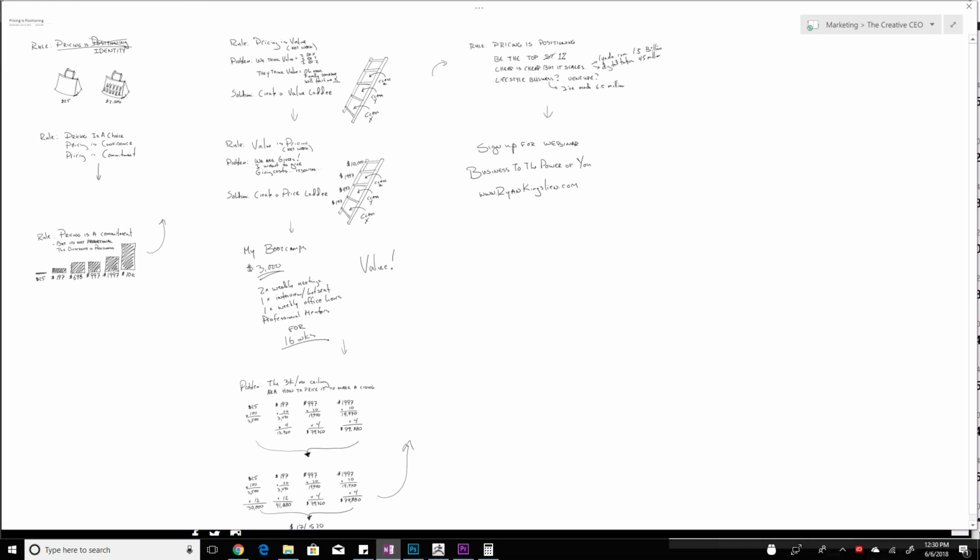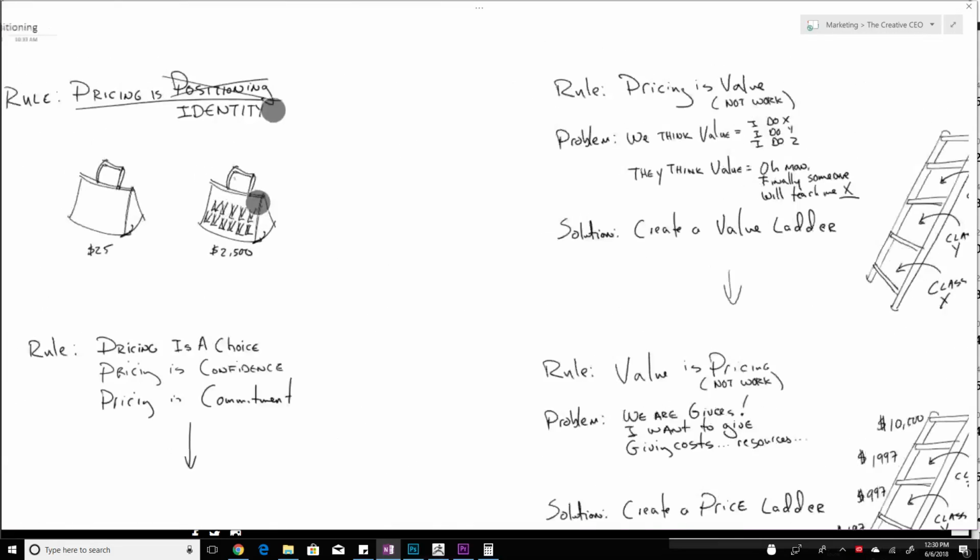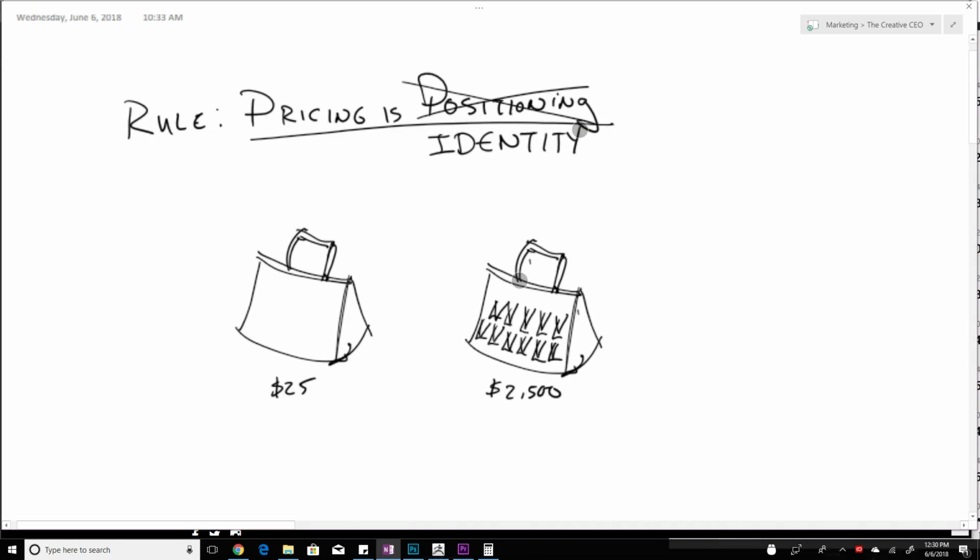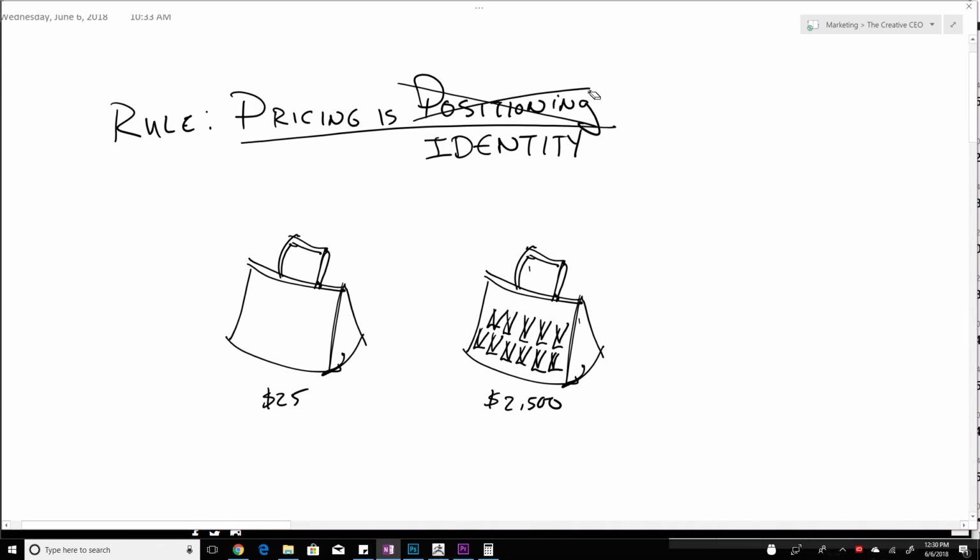Today we're going to take a look at these slides, the areas that I'm going to show you, and we're really going to be talking about pricing and pricing as identity. A lot of times people say pricing is positioning, and it is. But first, before it becomes positioning, you have to understand that pricing is identity.